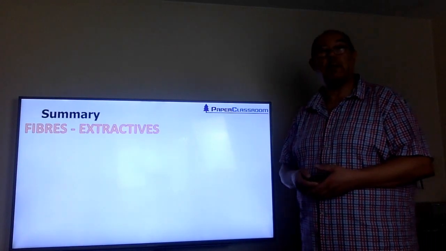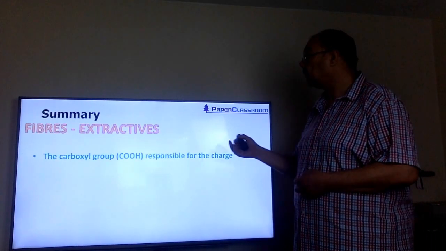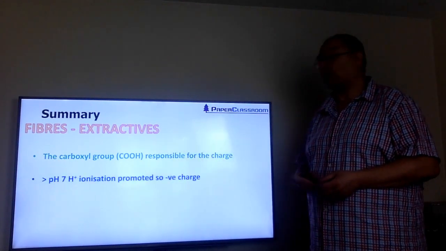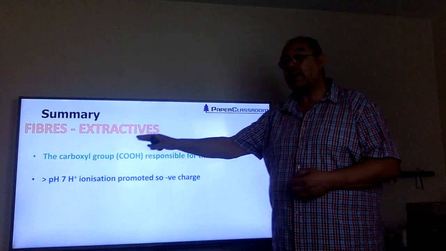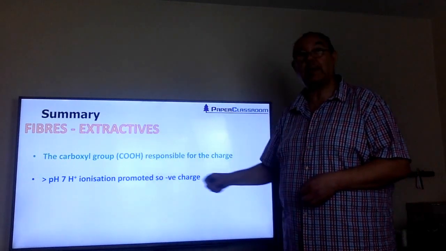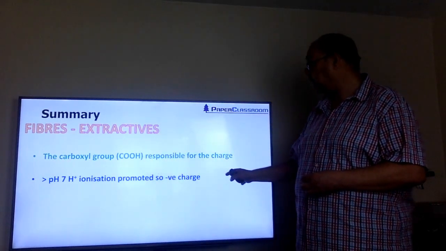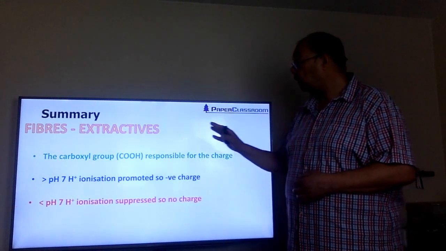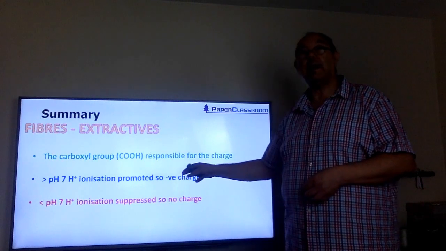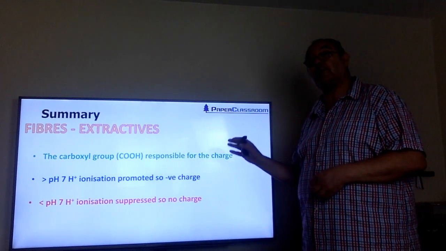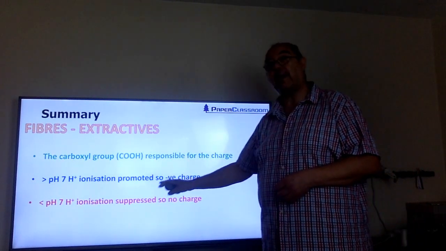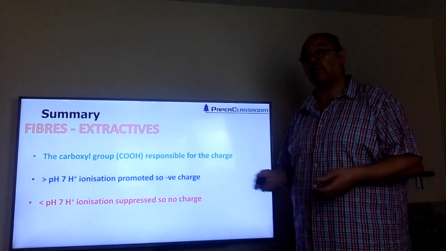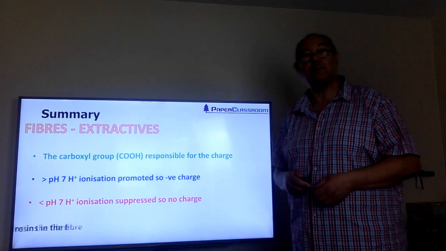So a quick summary of extractives for fibres. It's the carboxyl group that's responsible for the charge. Greater than pH 7, the hydrogen ions will ionise, and that will promote the negativity of fibres. Below pH 7, the ionisation of the hydrogen is suppressed, and therefore the fibre will be reduced in negativity, even have no charge, therefore no attraction to things like cationic starch.